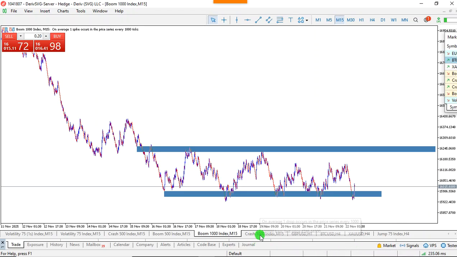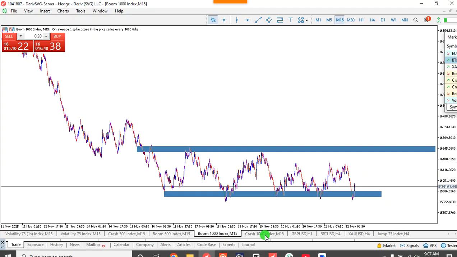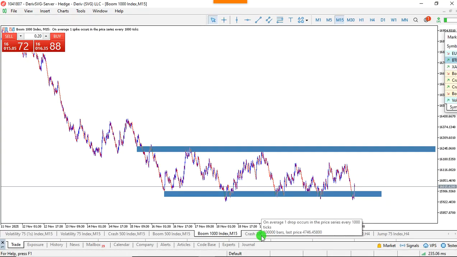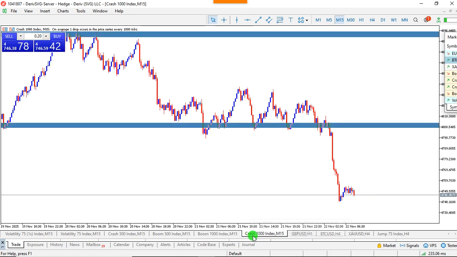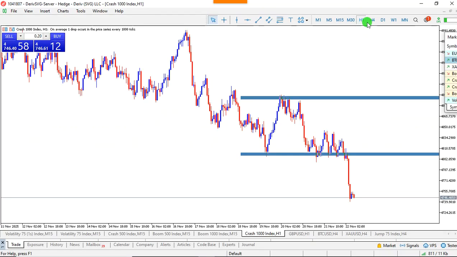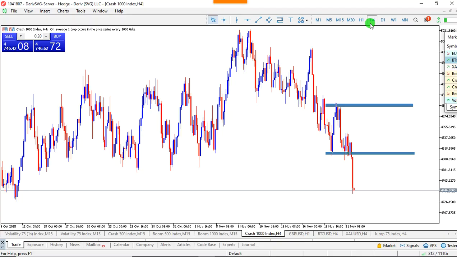So you go to the final one. Let's go to the Crash 1000. On Crash 1000, this was actually the zone we marked out yesterday. Let me take it to the 4 hour chart. This was the zone we marked yesterday, and I can see it has already been broken.